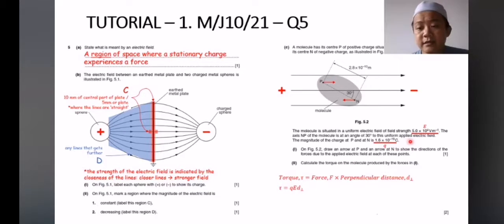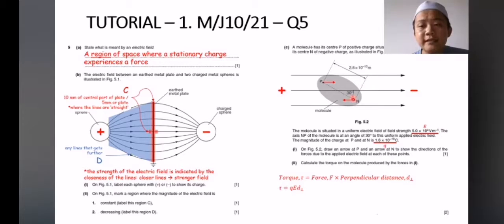So we look at the questions, the information or the data given is Q equals 1.6 times 10 to the power minus 19, which is an elementary charge in coulombs. And then we've got the electric field strength, I've mentioned it just now, 50,000. And then D, okay, the value of the distance given here is not D perpendicular, but is actually the effective length between P and N.